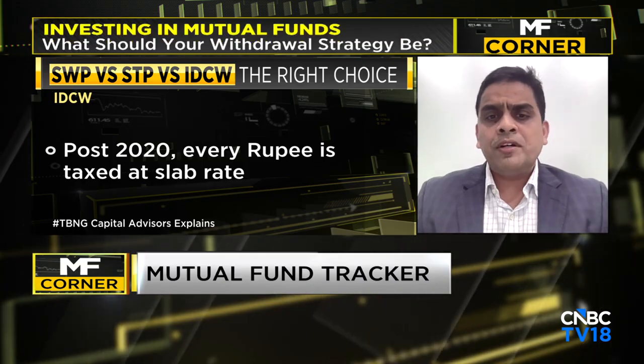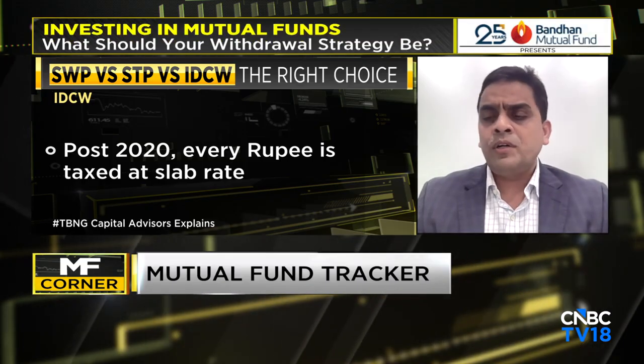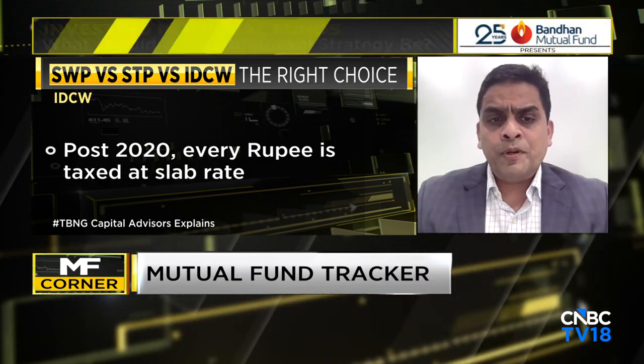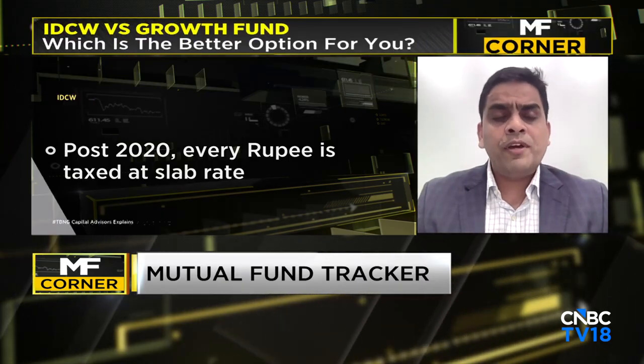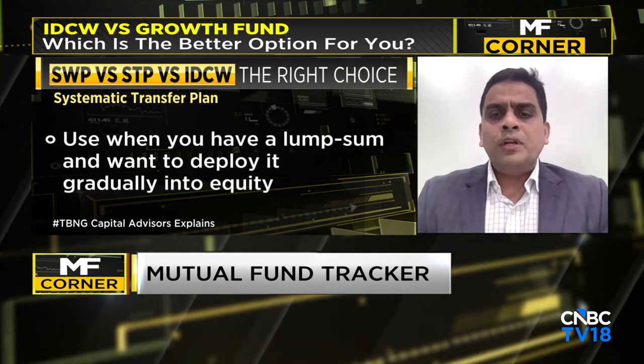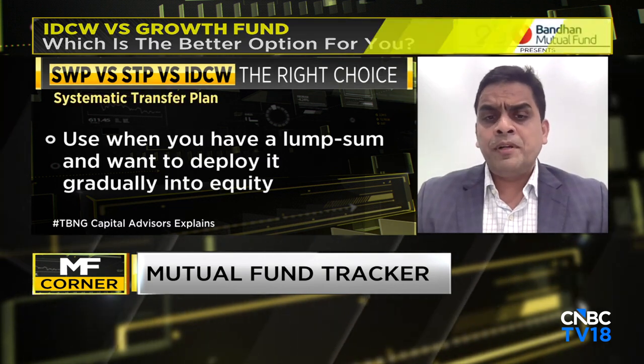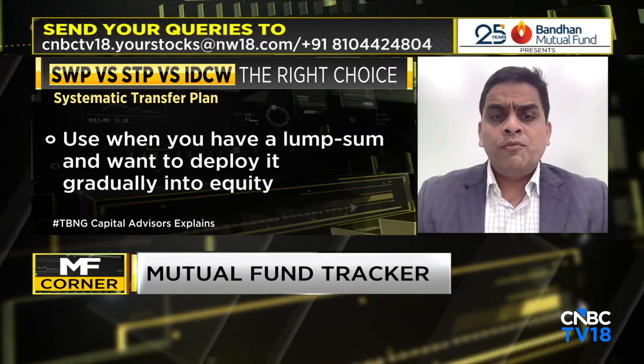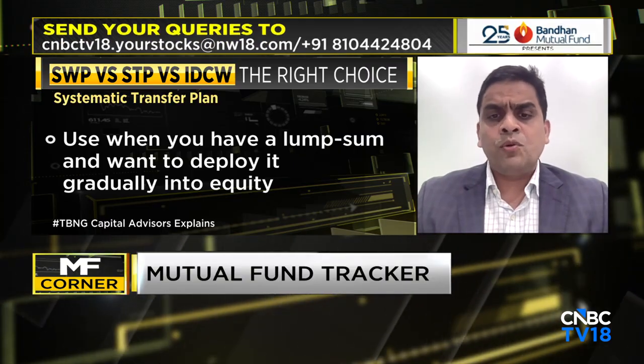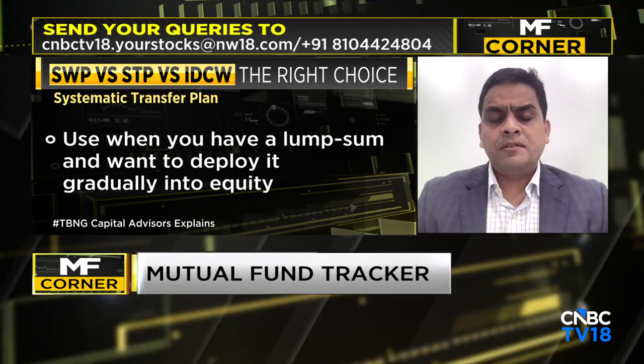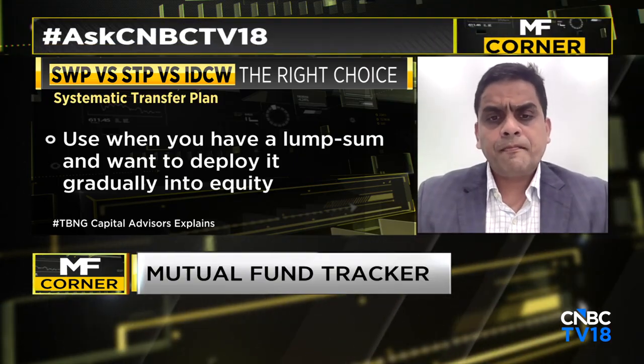So my simple framework is STP when you are building wealth from a lump sum, SWP when you are spending wealth in a controlled way, and IDCW only when neither is operationally feasible or the tax bracket is very low. For everyone else, SWP from the growth option is the answer, according to me. STP is when you're building wealth, spending wealth is SWP, and IDCW comes in only when you're at that lower tax bracket, then maybe it does make sense.